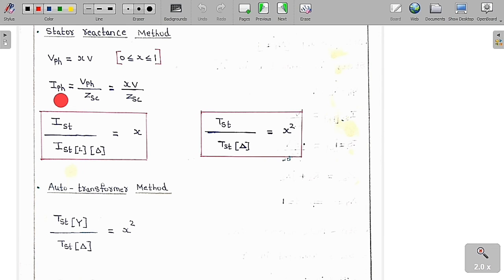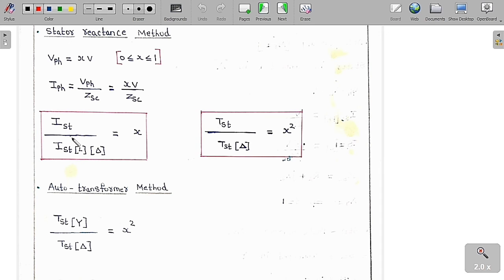Then what is the phase current? I have already told you. Phase current is equal to phase voltage by short circuit impedance or starting impedance, where phase voltage is nothing but x into V. So x into V by ZSC. Then we can easily see, now we can get the ratio of the starting current. So now you can see what is the starting current.